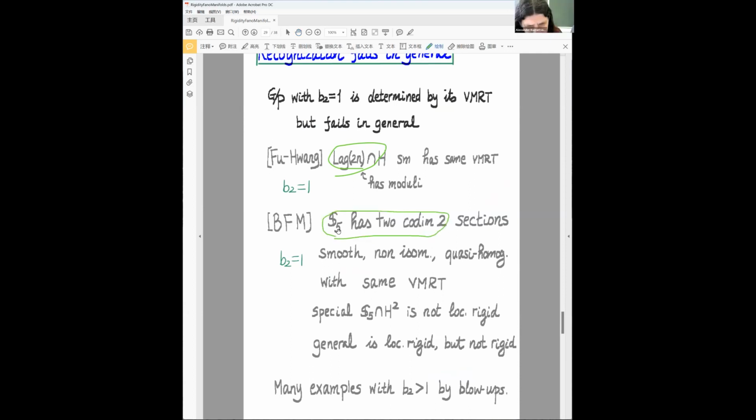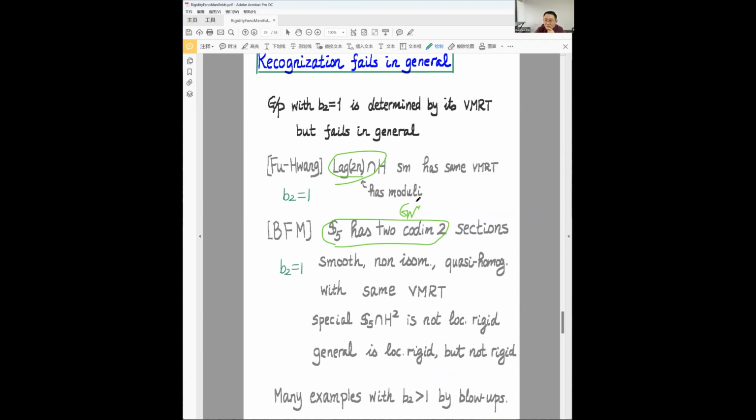They have the same. Yeah, because in this case, the VMRT is Grassmannian 2,5. That's for S5. It is Grassmannian 2,5 for S5. So you take a codimension 2 linear section, so they are all isomorphic. Okay. So this is why the relation doesn't work.